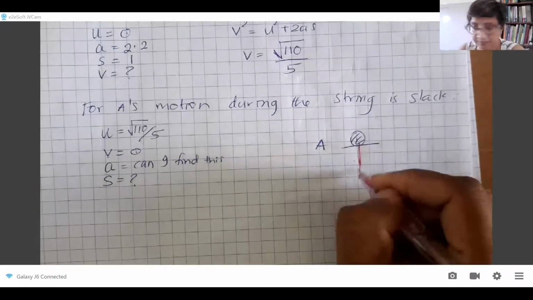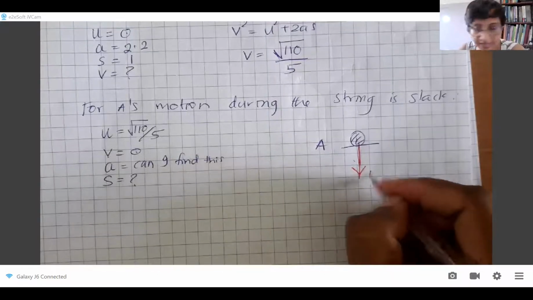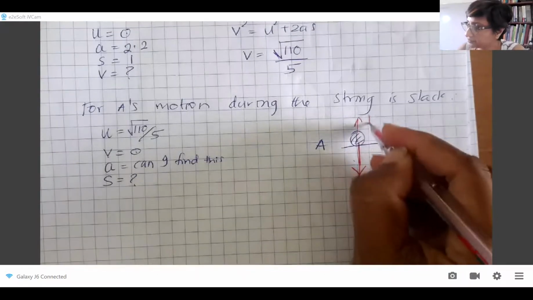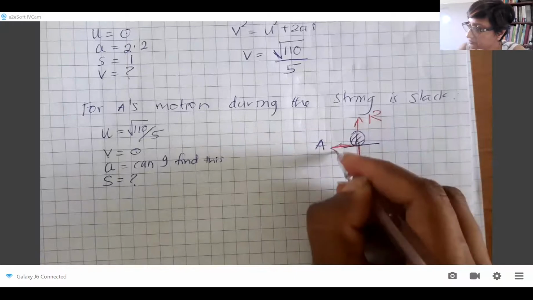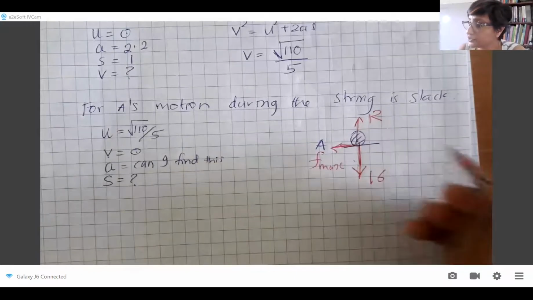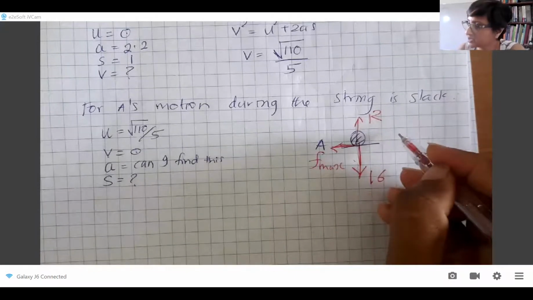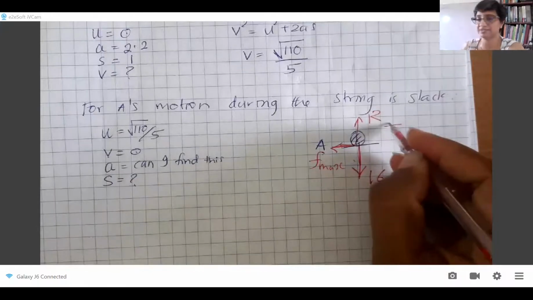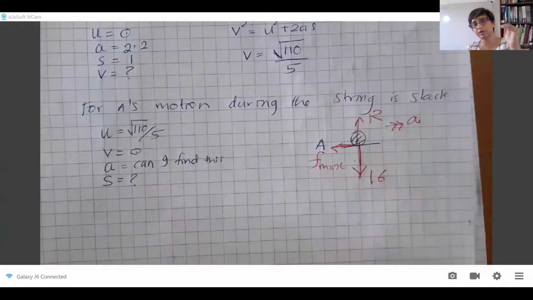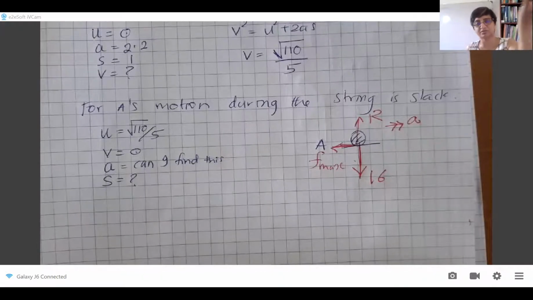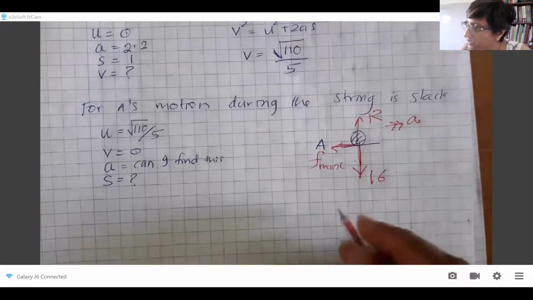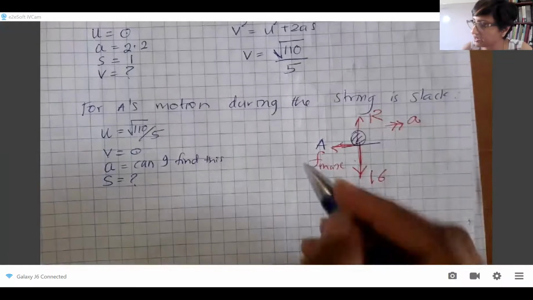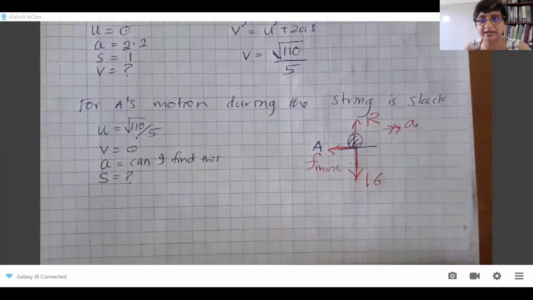I have my weight. How much weight? 16. Reaction, F max this way. No tension. And it's accelerating with the new acceleration. It was accelerating with 2.2 when the string was taut, when there was tension, and now suddenly the tension was removed. Now acceleration will change because the resultant force is now different. I can find it on the side.